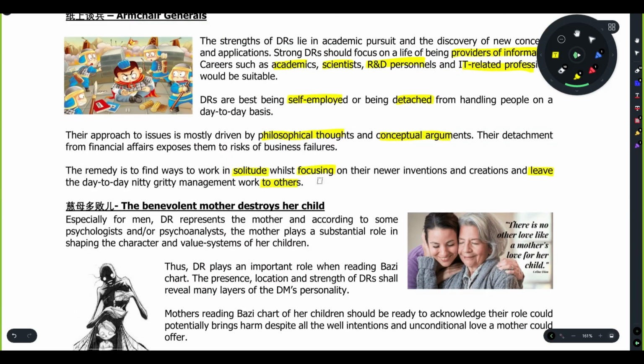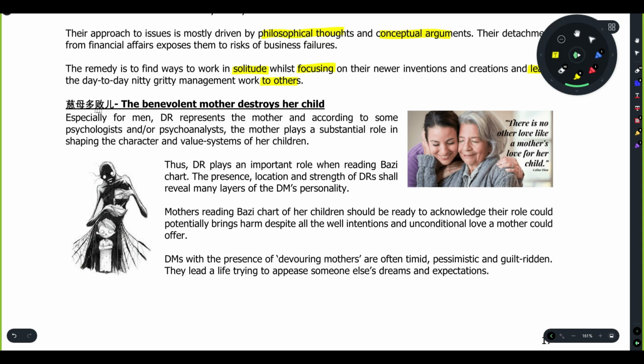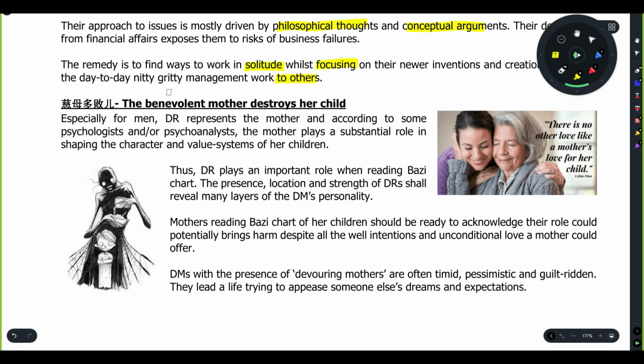Okay, let's move along to the second problem, which is 子木座白, which actually means, sorry, my pronunciation is not good, the benevolent mother that destroys her child. Now, when reading Pa Zhi Chat, more so for men, but it is for both, direct resource is the mother. The mother plays a tremendous, substantial role in shaping the character and the personality of the person and the value systems.